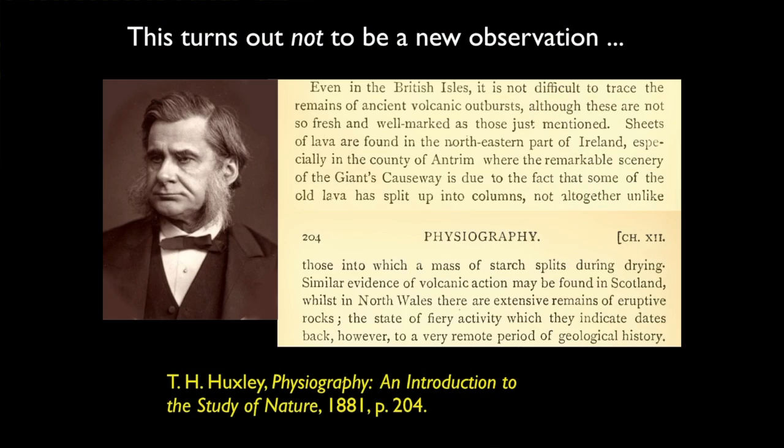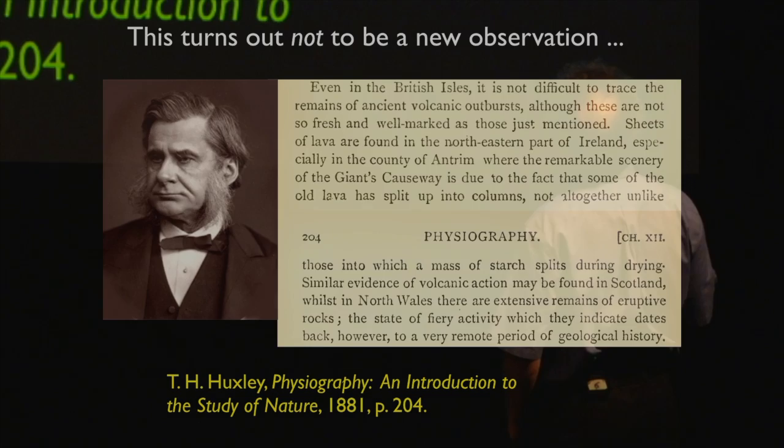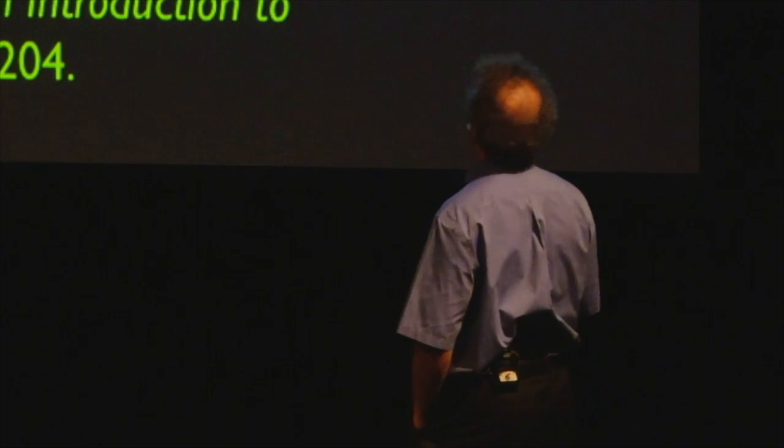And here on page 204, he says, oh, you can find even volcanic outbursts in England. Especially in the county Antrim, where the remarkable scenery of the Giant's Causeway is due to the fact that some of the old lava has split up into columns, not altogether unlike those into which a mass of starch splits during drying. And then he says, oh, similar evidence of volcanic action can be found in Scotland, and blah, blah, blah. He doesn't say anything else.